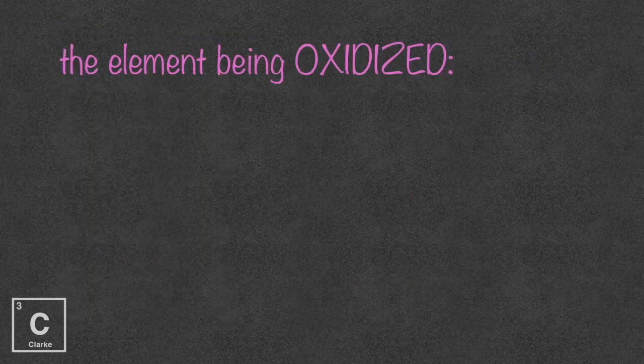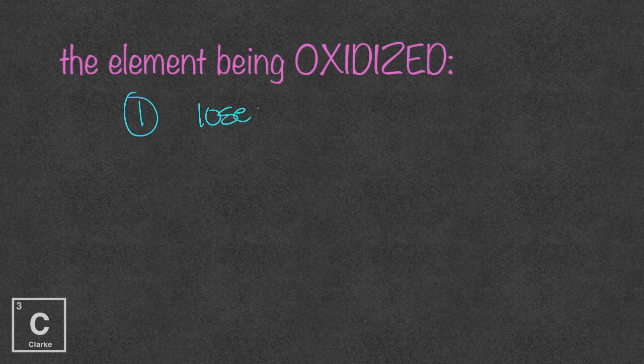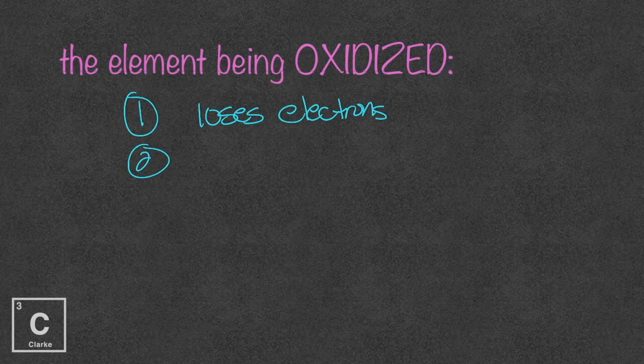Let's keep going. So when an element is being oxidized, that means a couple of things. Number one, it's losing electrons. To visualize that though, we're going to have to look at its oxidation number. And if you're losing electrons and electrons are negative, then it's becoming more positive. So when an element is being oxidized, its oxidation number is going to increase.